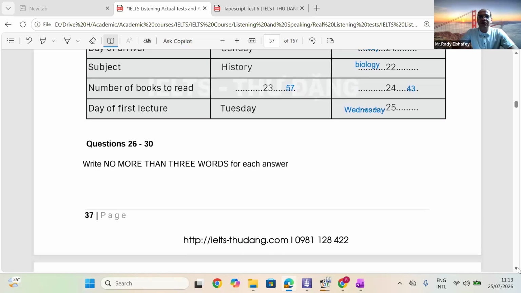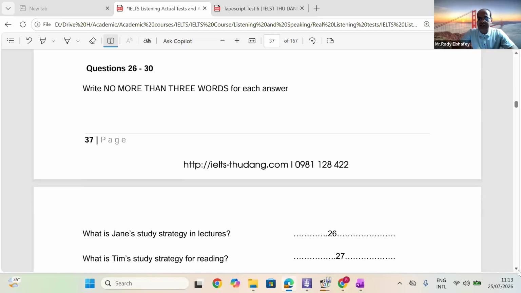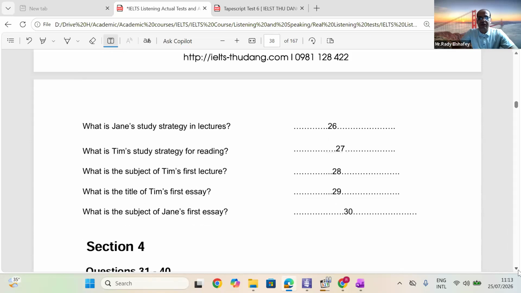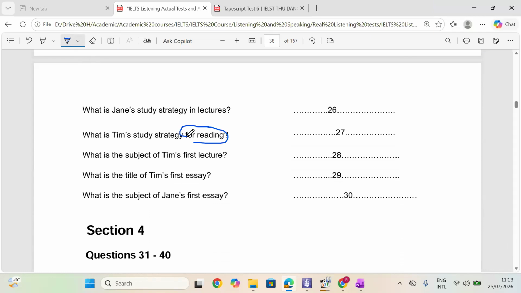Yeah. Let's move on to the second part here. Write no more than 3 words for each answer. This is the instructions. What's Jane's study strategy in lectures? What is Tim's study strategy for reading? Take care here when it comes to that second question. What's Tim's study strategy for what? For reading. So take care. Maybe he talks about different strategies for different activities, but the question here is related to reading.